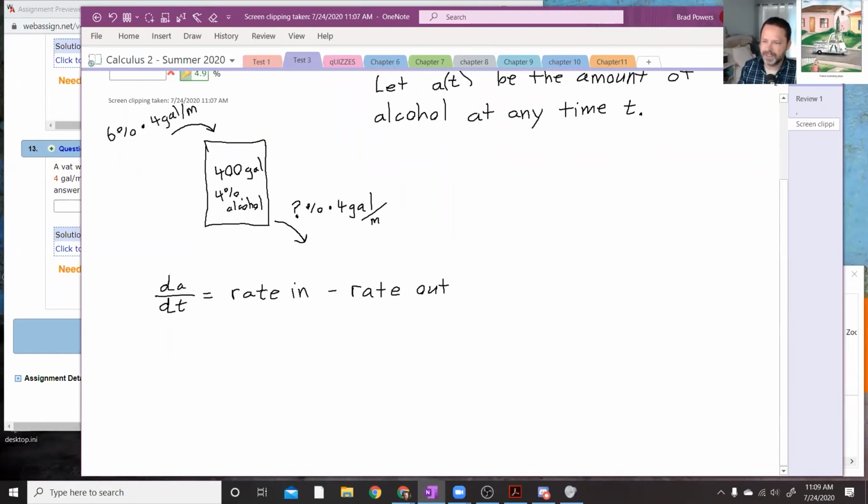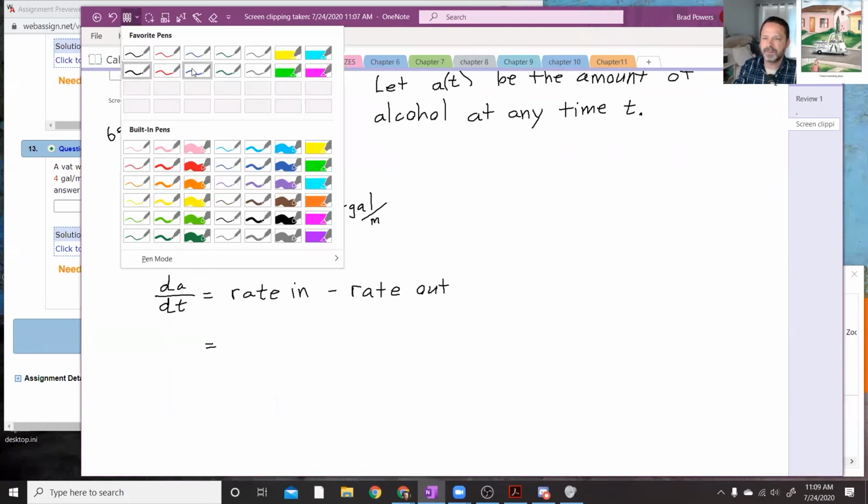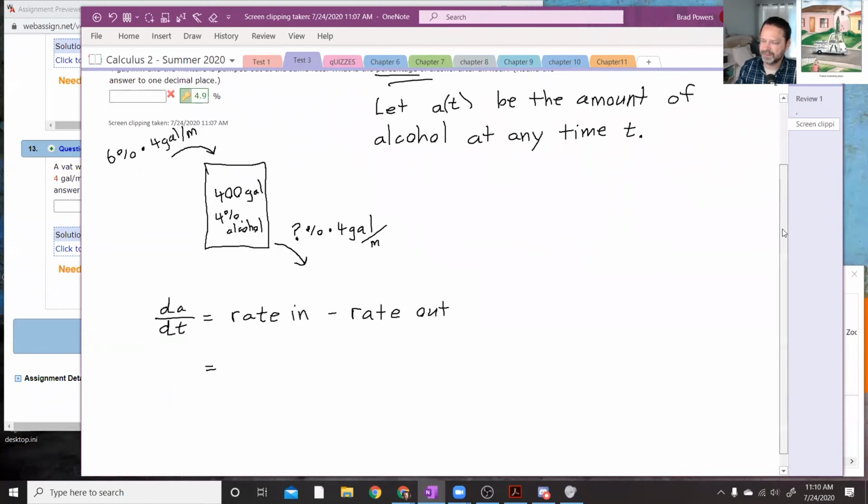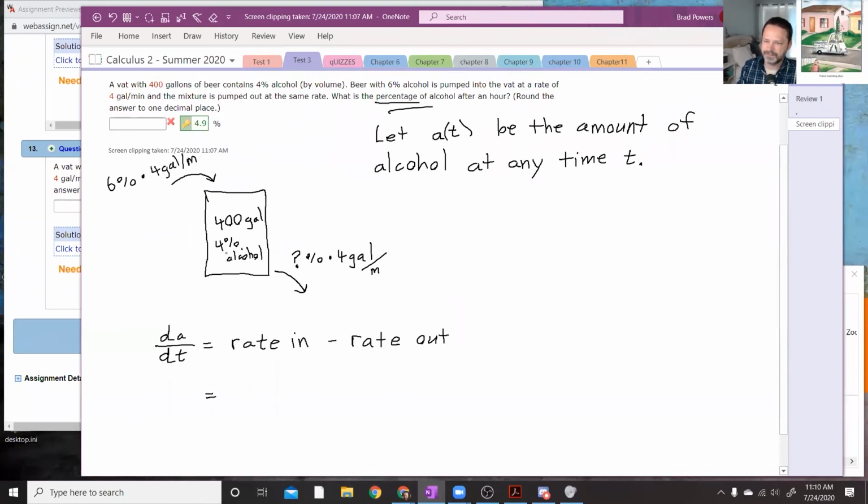So how much is going in? How much is coming out? So let's see here. How much is going in is always going to be that concentration which they gave us. So we don't need to figure out the concentration this time. It's 6%, sorry, times 4 gallons. So 0.06 times 4 minus the rate coming out.